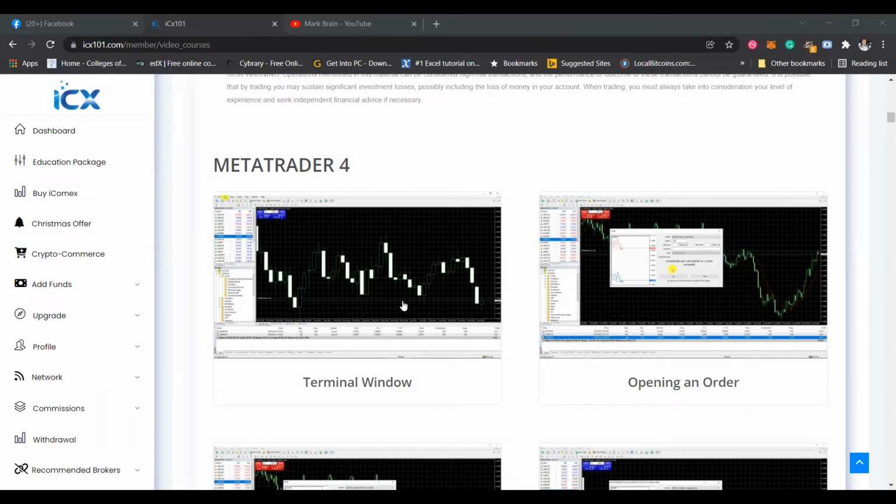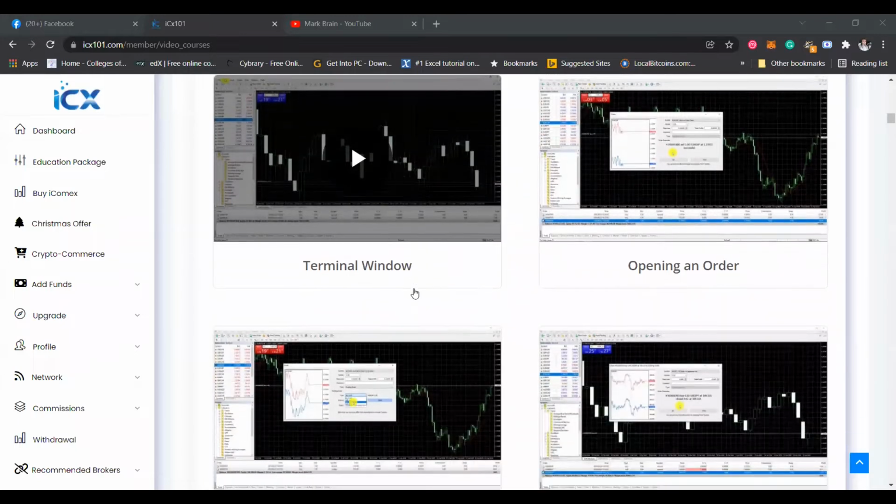Who is a broker? The broker is that company or that system that supports you or helps you to connect to the financial market. All right, so we have the terminal window. So even if you watch this video already and then the teacher now tries to explain it to you, you will grab the concept faster and easier.